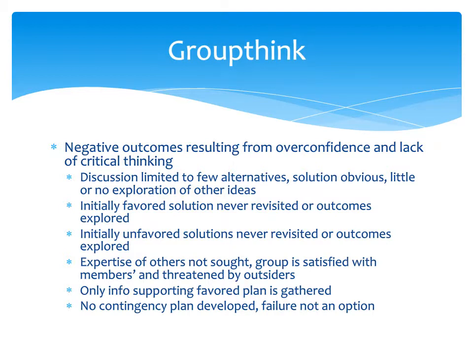Maybe the initially favored and unfavored solutions are never revisited or outcomes explored. Outsiders are seen as a threat, so their opinions are not sought. The group may only gather supporting information for the favored solution and none others. And no plan B is even considered, since the self-satisfied group is sure they cannot fail.